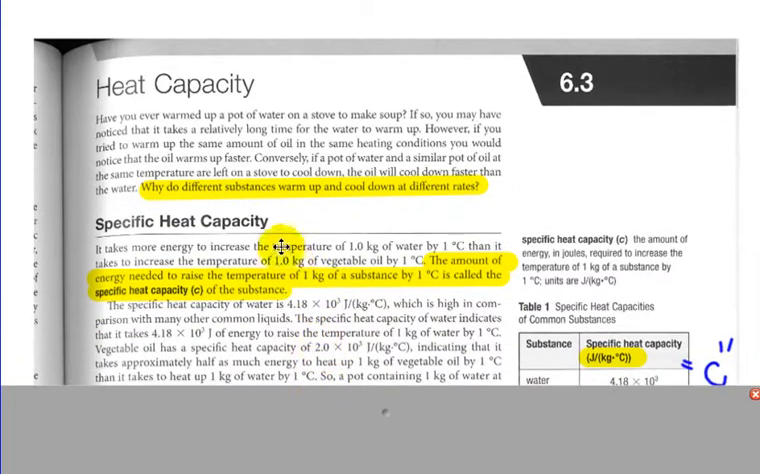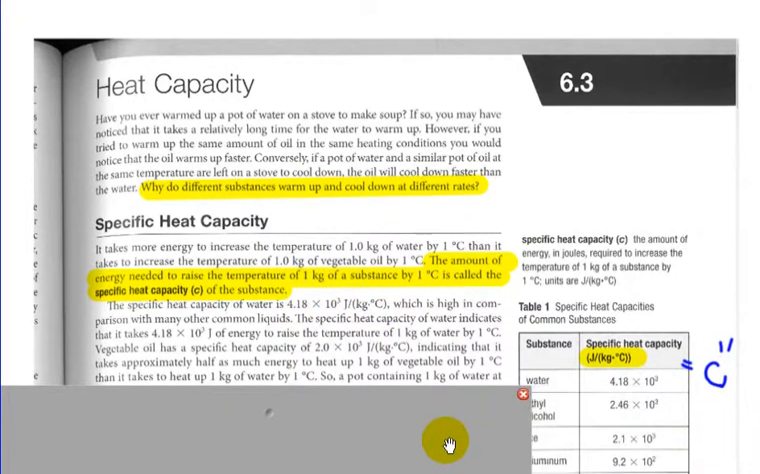It has to do with the substance's specific heat capacity. The amount of energy needed to raise the temperature of 1 kilogram of a substance by 1 degree C is referred to as the specific heat capacity of the substance. Sometimes it's defined in terms of 1 gram, but in this case we're doing it in terms of 1 kilogram.